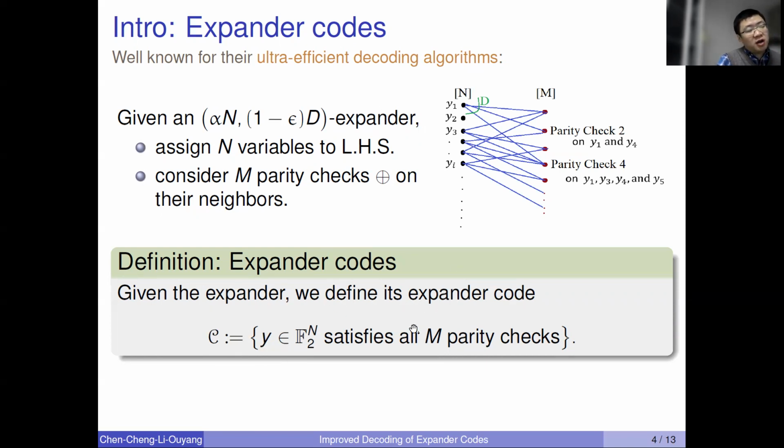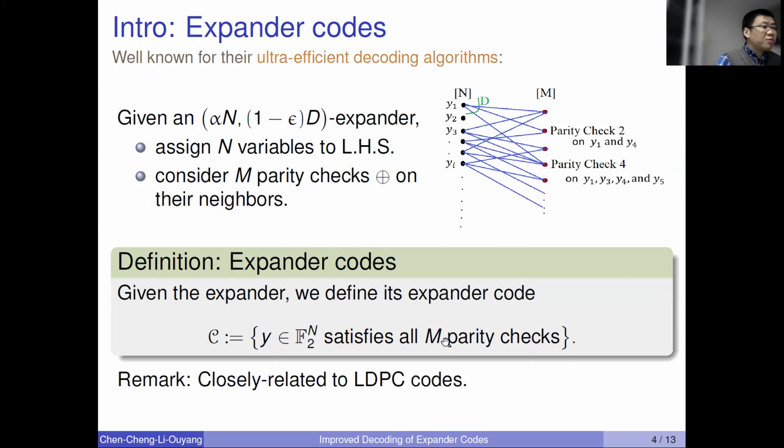One observation here is that the rate of this code is at least (n minus m) divided by n. One more comment is that expander codes are closely related to LDPC codes. While LDPC codes require the bipartite graph to be bounded or regular on the right-hand side, one can show that a random LDPC code will be an expander code with very good parameters, with very high probability. So that's the definition of expander code.